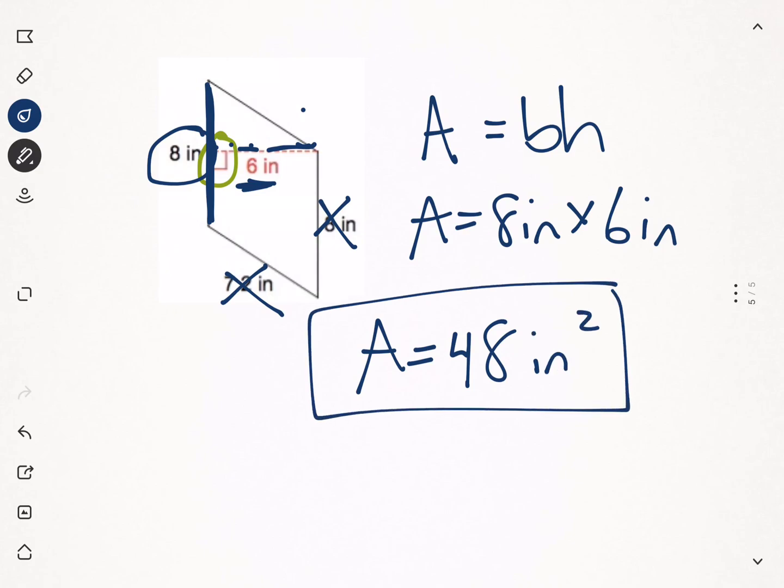And that's all we have for today. So once again, to review, parallelograms. Two pairs of parallel sides. And the area is just like finding the area of a rectangle. We just multiply base times height. You just have to figure out which is the base, which is the height. The way we do that is you got to find that right angle. Once you find that right angle, that connects your base and your height.